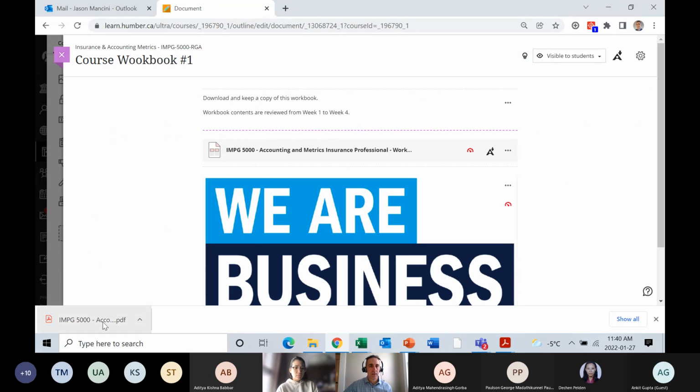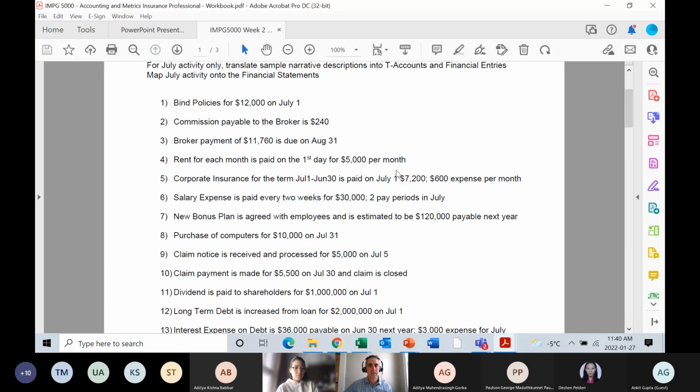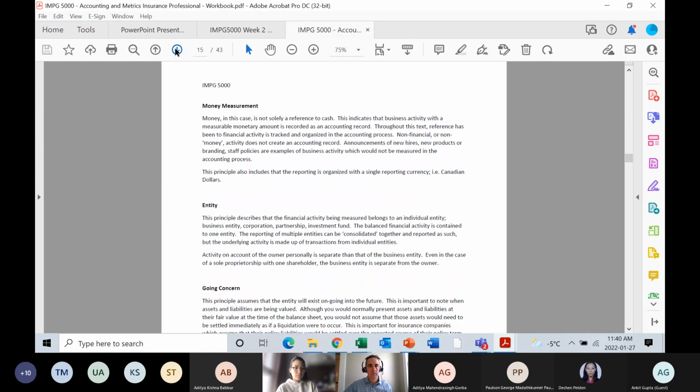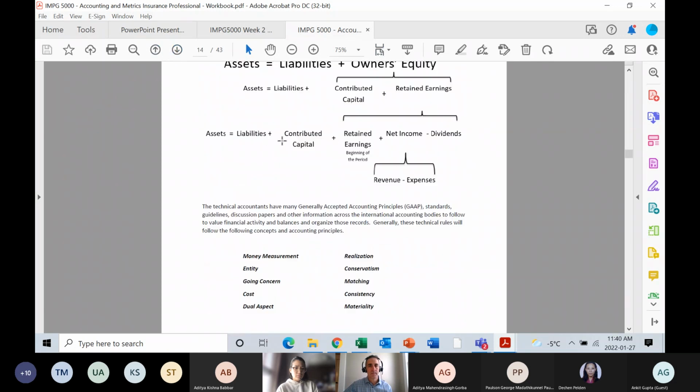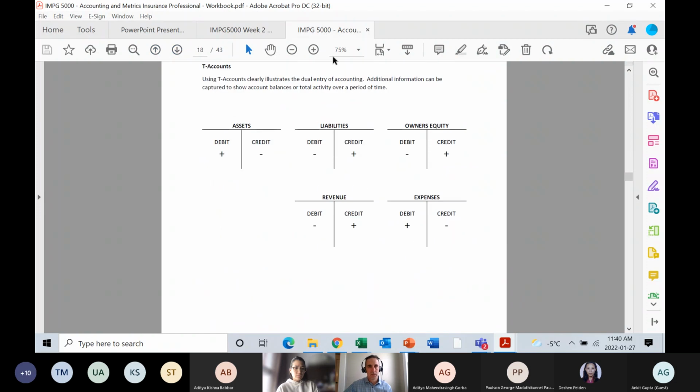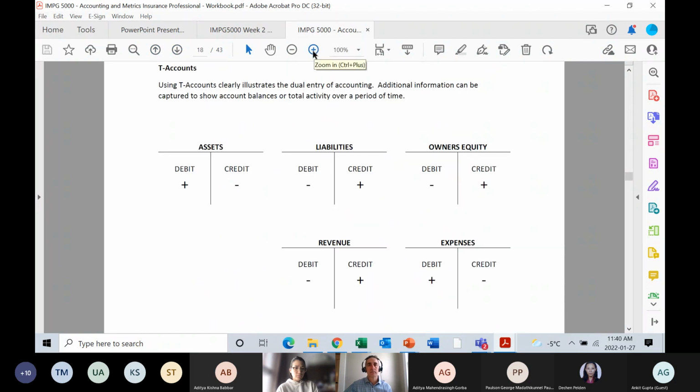And again, I'm just showing you on Blackboard, so hopefully you're comfortable where all these things are. I'm just scrolling through to our little cheat sheet here. So we have revenue, because that's our premium sale. Again, doing that first T account. We bound a policy for 12,000. So that's going to be our written premium, and we want to increase our written premium. So a plus sign in this chart means it's increasing.